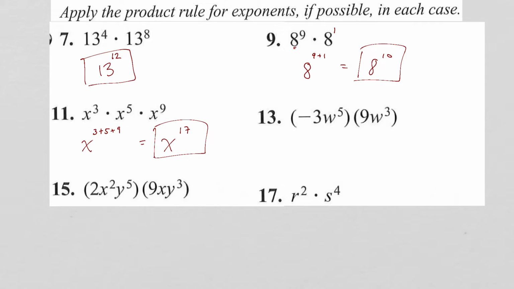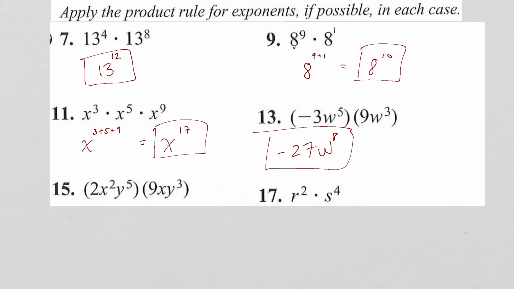Now, the reason you're multiplying the -3 and the 9 is because they're not bases. There's no exponent up on these. So we do multiply -3 times 9 to get -27. The w's are bases because they have exponents. So the w stays the same, and all you do when you're multiplying is you add the exponents. 5 plus 3 is 8. So that's going to be like that.